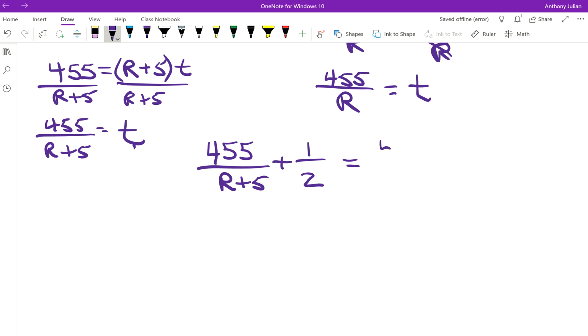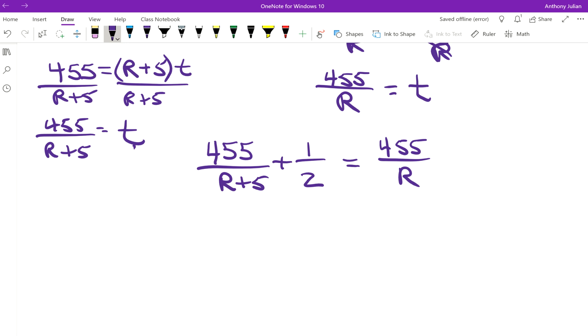And the second family is 455 over r. So I replace the t with the 455 over r. That's over here. And then the left side, 455 over r plus 5. And then I'm adding that 1/2, because that's what, remember, this is the second family, equals this as far as time goes. It took them a half an hour longer. Okay, and again, you're going to struggle with that in your head to say what's going on here, but believe me.